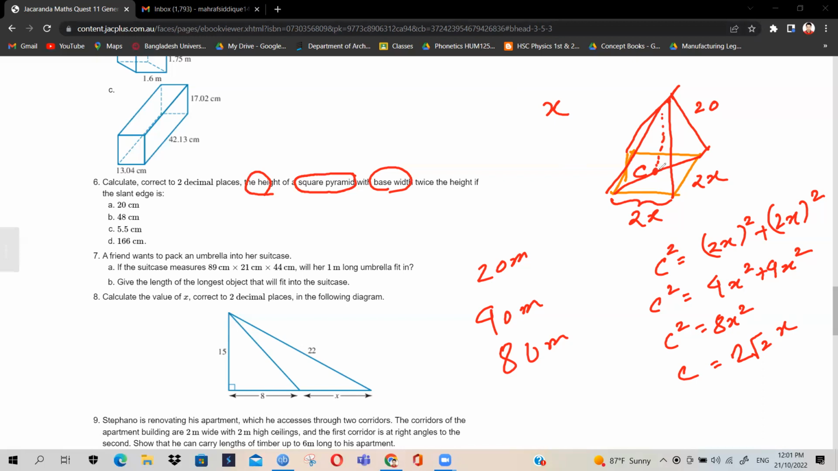Now, obviously, we don't want 2 root 2x. We need half of it. If we are considering half of it, that will be root 2x. So now what are you given? You are given root 2x as half of the diagonal and x as the height. And you are also given the hypotenuse. So what will be your equation based on that?